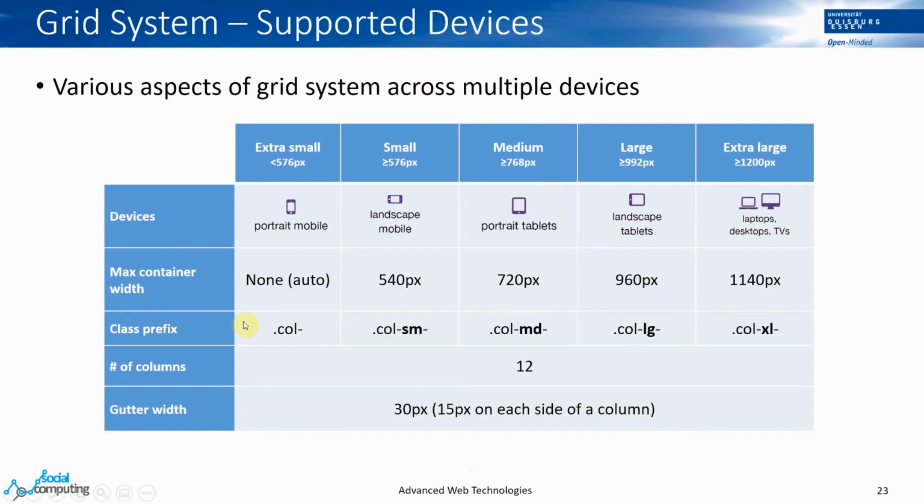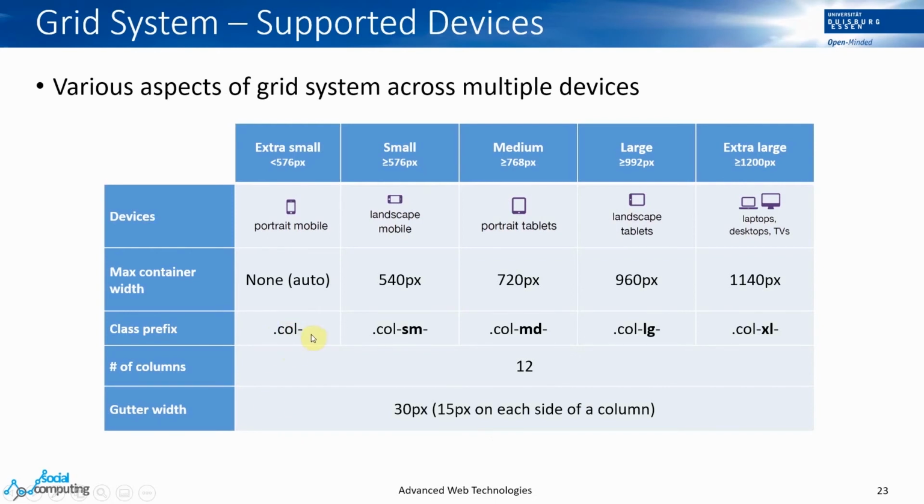Bootstrap distinguishes between different devices by using a prefix. Since everything works with classes in Bootstrap, for example, if you want to create a column, all you need to do is add the class col.